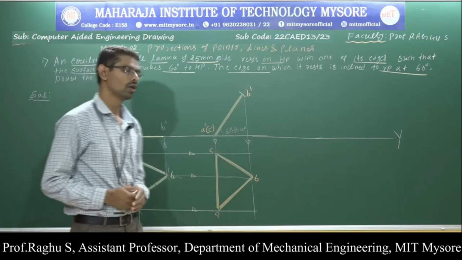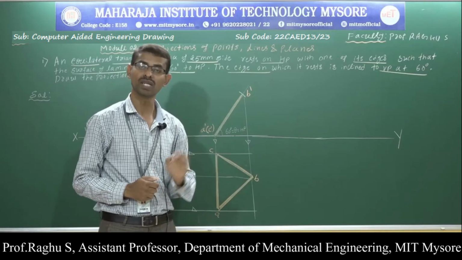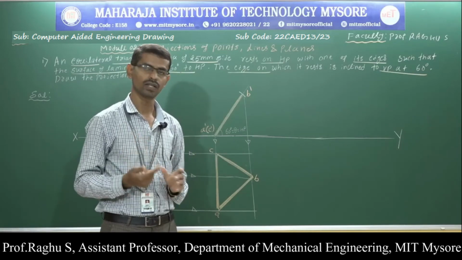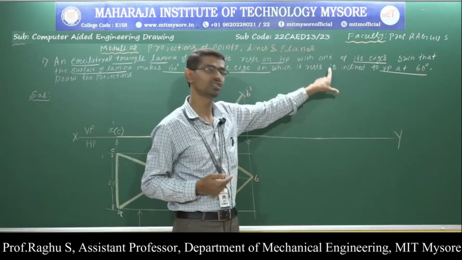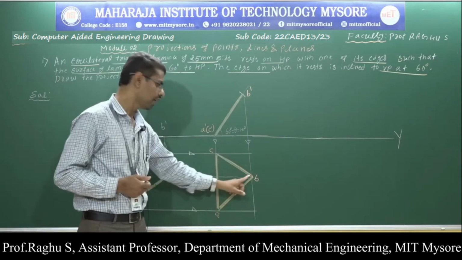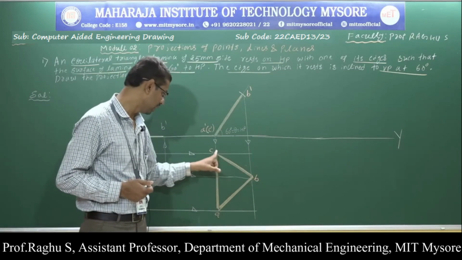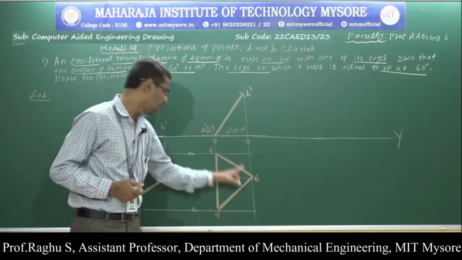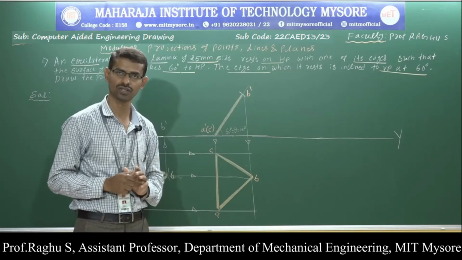Next, the last one. To draw the third position, I need the VP inclination. VP inclination means the edge on which it rests is inclined 60 degrees with respect to VP. Here I have three sides: the edge AB, the edge BC, the edge AC. Out of the three sides, which one is the resting side?